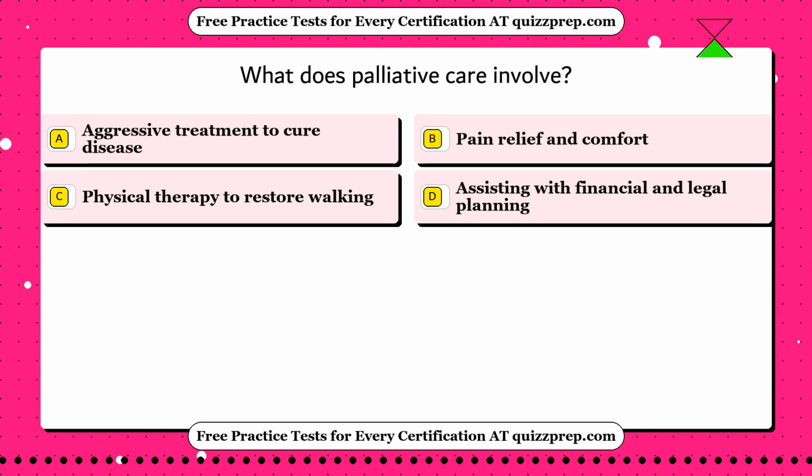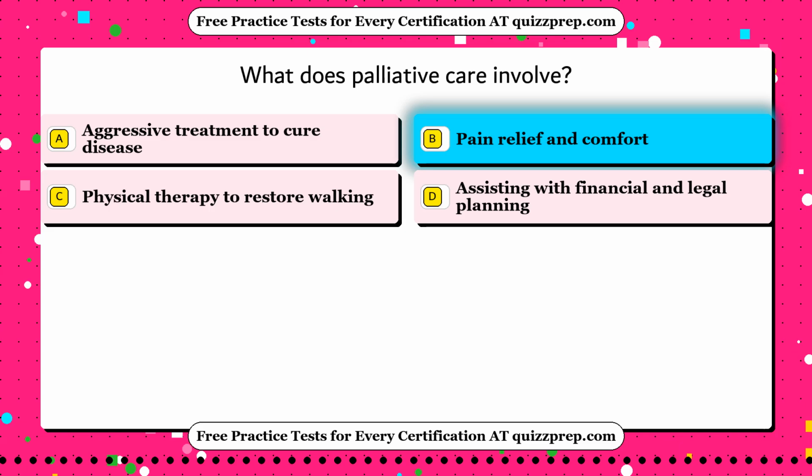Question 41. What does palliative care involve? Option A, aggressive treatment to cure disease. Option B, pain relief and comfort. Option C, physical therapy to restore walking. Option D, assisting with financial and legal planning.